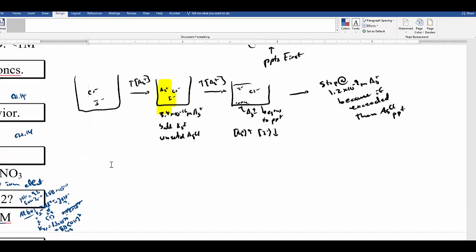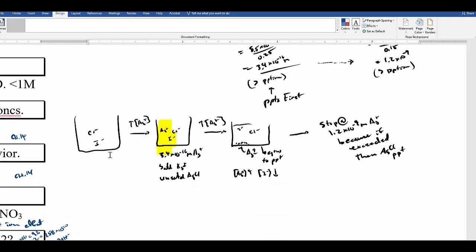But the question comes up, and this is the next calculation: how much silver iodide precipitated? In order to figure that out, we need to determine how much iodide remains in solution. We aren't going to get 100%, because to get 100% of it, we need an infinite amount of silver. So how much iodide remains at this point?